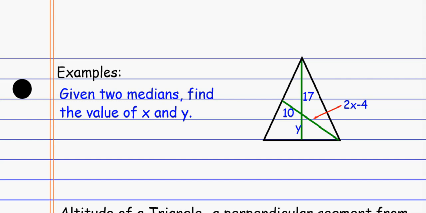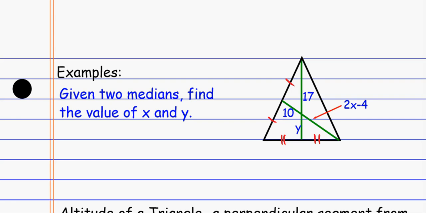If I look at this one, given two medians, find the value of x and y. So it's telling us that these are medians, all right? So it's telling us right away that these are medians. In other words, this guy is congruent to this guy. These pieces right here are congruent, all right, because I'm going to the midpoints, from the vertex to the midpoint of the opposite side. But now I have to think about, all right, what information do I know when I look at this thing?